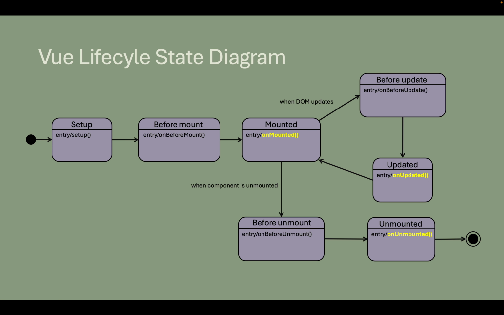When the component is unmounted, Vue moves to the before unmount state, invoking the onBeforeUnmount hook function. Then this component is removed from the DOM and moves to the unmounted state, where it executes the onUnmounted hook function to clean things up, like timers, DOM event listeners, or server connections. Finally, this component is completely gone. End of the story. As you can see here, I highlighted the most commonly used lifecycle hooks.